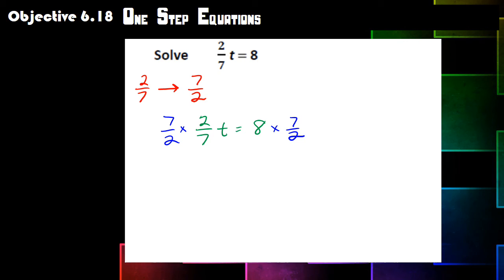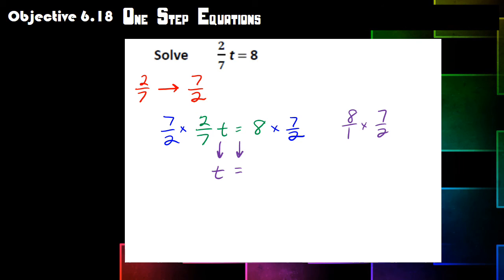So now let's do everything on the left-hand side of our equation first. So we know that 7 over 2 times 2 over 7 just comes out to 1. So we're going to bring t down. Let's bring down our equal sign. And then we have to figure out what 8 times 7 halves is. So let's go ahead and put 8 over 1 times 7 over 2.